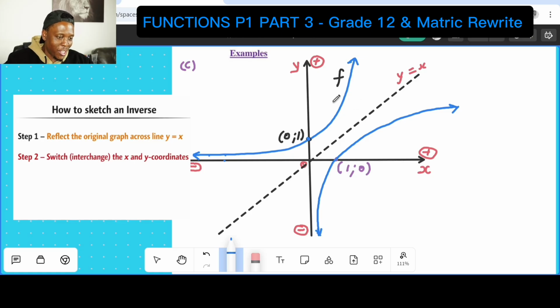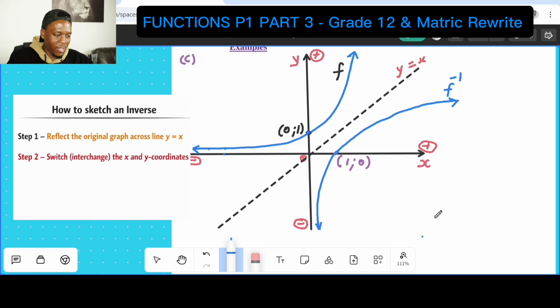The original is called f. The inverse will be f to the power negative 1. The reflection line is line y is x. The y-intercept is the x-intercept. Y is becoming x. This is the first example of sketching the inverse of an exponential function.